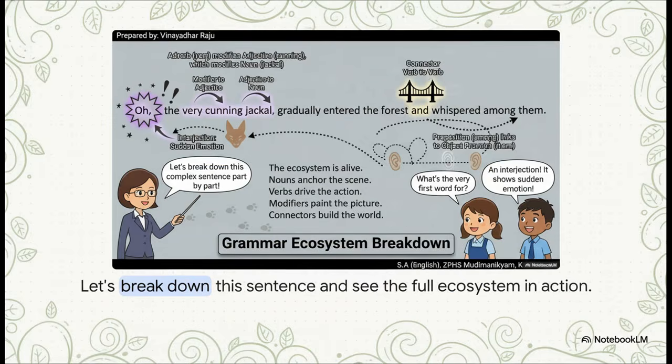Let's look closely at this one sentence. Oh, the very cunning jackal gradually entered the forest and whispered among them. Oh is our interjection, that burst of feeling. Jackal and forest are the nouns, our characters and places. Cunning is the adjective that describes the jackal. Entered and whispered are the verbs, the actions. Gradually is the adverb telling us how he entered. And is the conjunction that connects his actions. And among is the preposition, showing his location. You see, everything has a very important job to do.